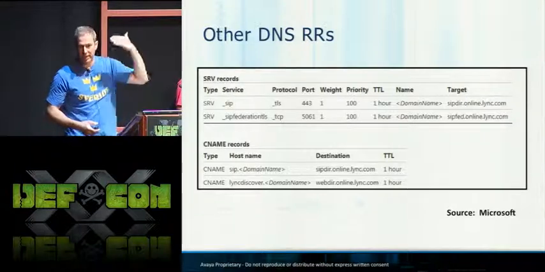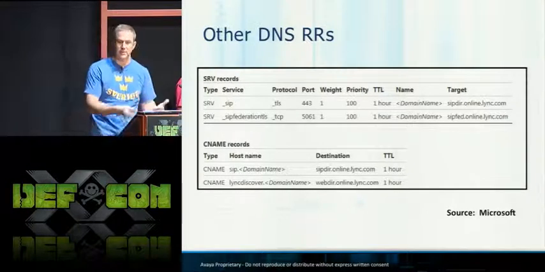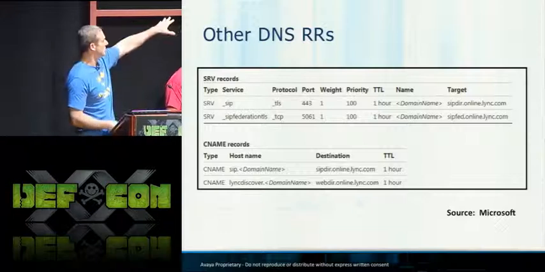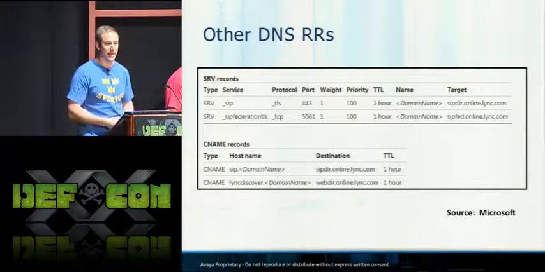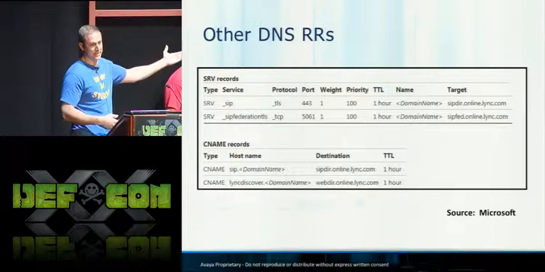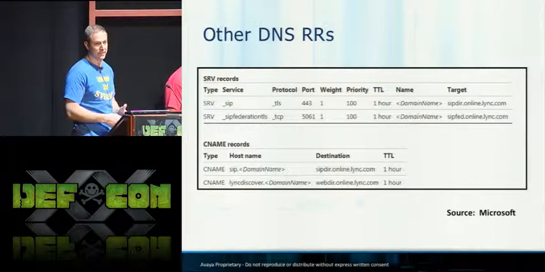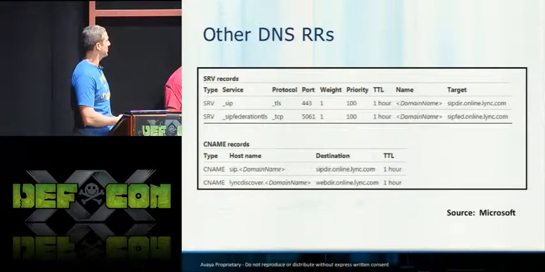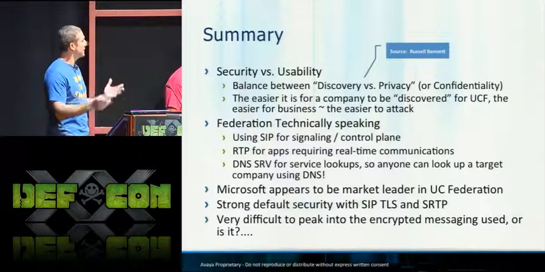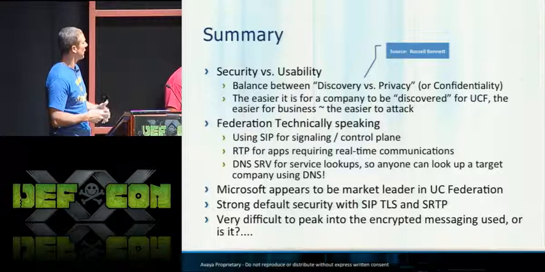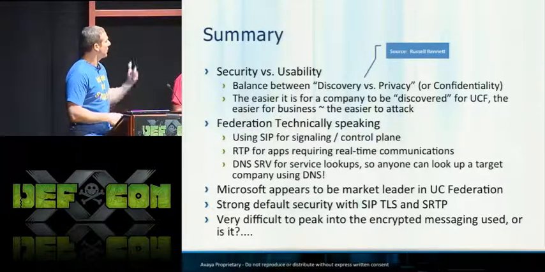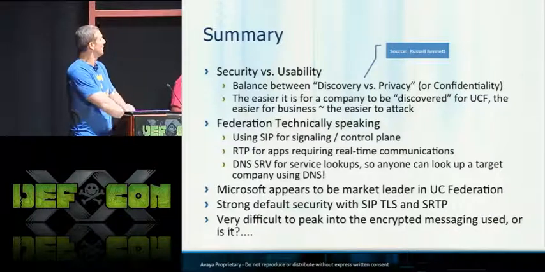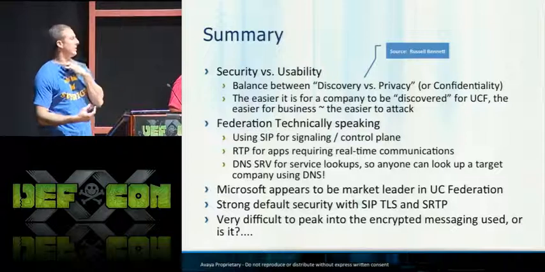So people need to start thinking about this, because as UC Federation takes off, all these customers, from a recon perspective, have to be locked down, because these domains are wide open as far as finding certain domains and companies to attack. So it's always the balance between discovery versus privacy. When you turn on this federation, it's easy to be discovered, but it's also easier to get attacked. Now let's look at UC Federation technically.